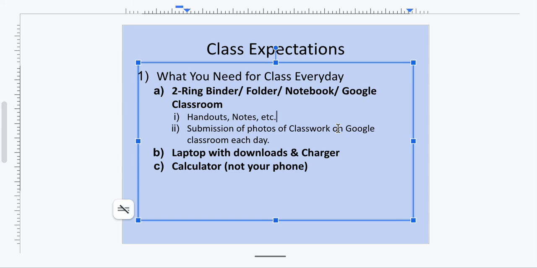You also need to show up with something to write with, a laptop that has a charger or is fully charged, and a calculator. We're going to do our best to not use our phones. We're going to keep them away. So you do need to be prepared with another kind of calculator to get you through the math work that we're going to do this year. Those are the things that you need to have for class, and that's what we're going to cover this year, and a bit about how assessments are going to work in grade 10 science.